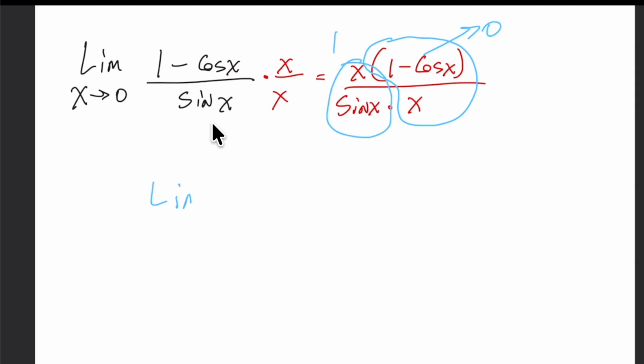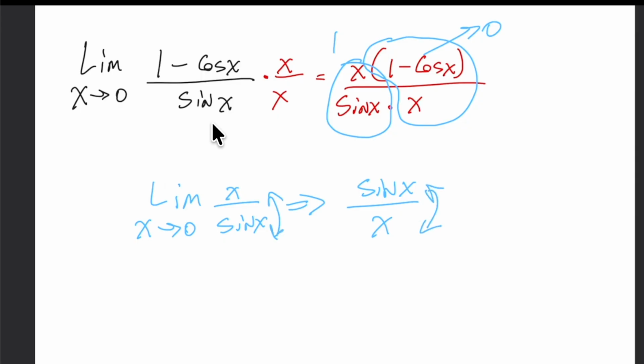Recall the second big 5 that I alluded to, this one, x over a sine of x, we typically see it flipped. But these limits are both included in the big 5. Therefore, we're going to have 1 times 0, and the final answer is going to be 0.